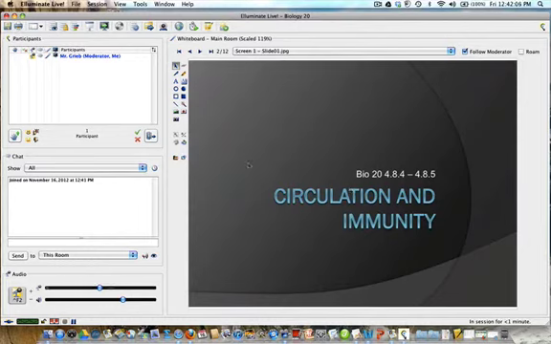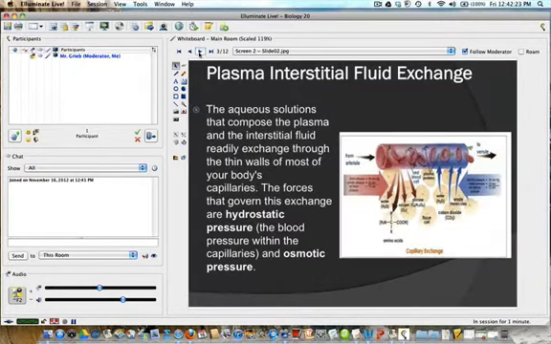All right. Today we're going to continue talking about circulation and immunity to a certain extent, sort of combining two smaller lessons together here. So this corresponds with bio20 lessons 484 to 485. So first of all, we want to talk about plasma interstitial fluid exchange. What the heck is that?